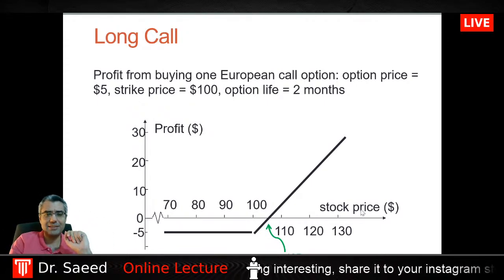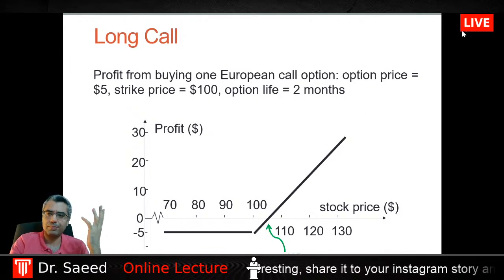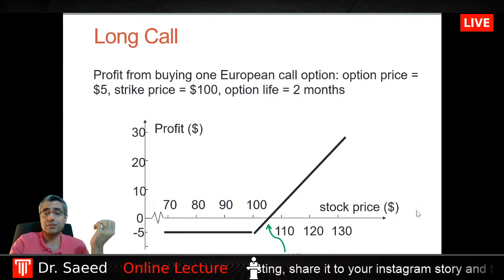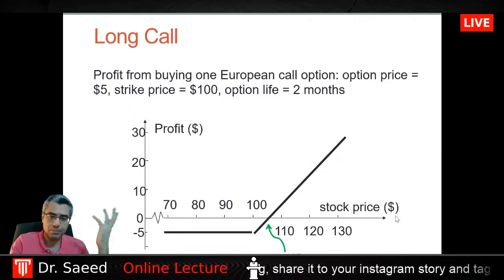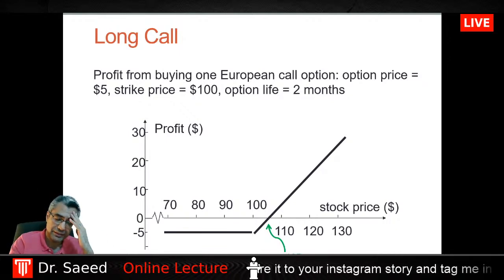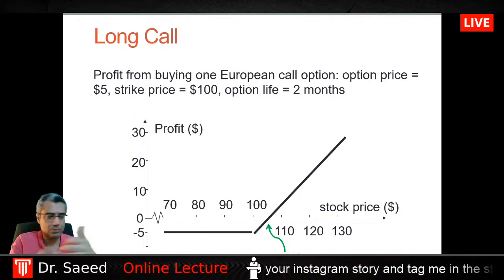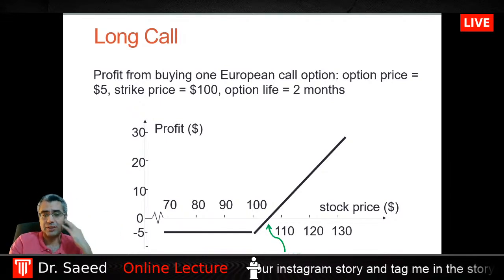And here you can see your profit as the buyer of the contract is unlimited. It can go up, up, up, up, up, right? Because the stock price, the underlying asset price, may go up, up, up. So this is very important. You need to be very comfortable with this diagram because we will be using them. We will combine different types of diagrams and do some financial engineering.